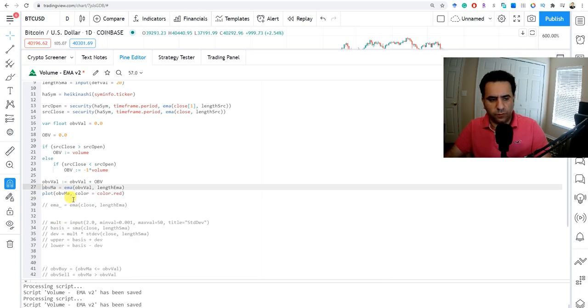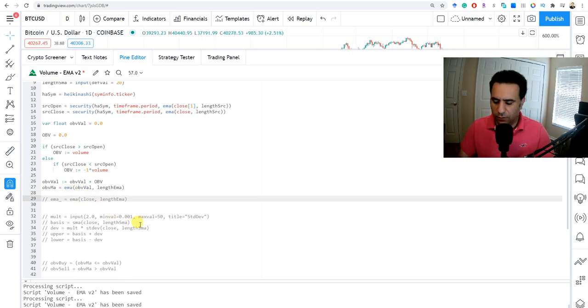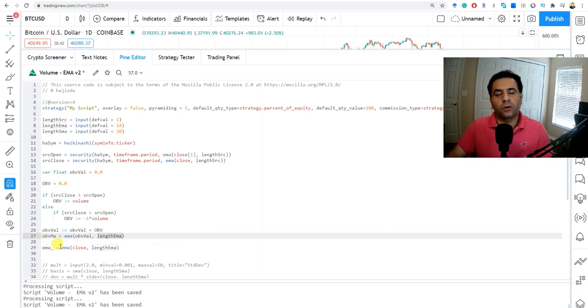So I'm going to remove this line and this line. I don't want to show them. What I did here was just a parameter, just give it a name. EMA underscore is equal to the EMA of close and length EMA. So length EMA is 14. Here is also 14. So I'm applying the exponential moving average on the OBV value and also on the close. So we have two moving average signals or indicators.